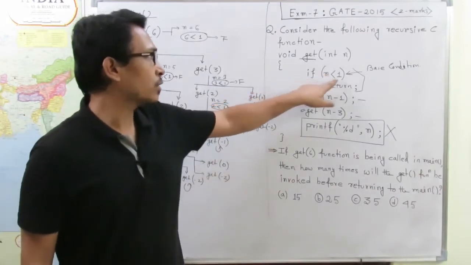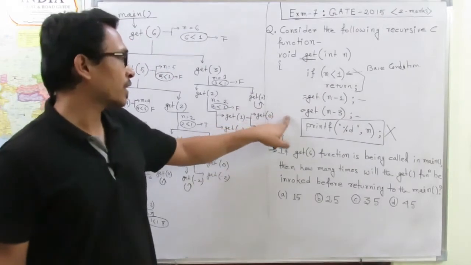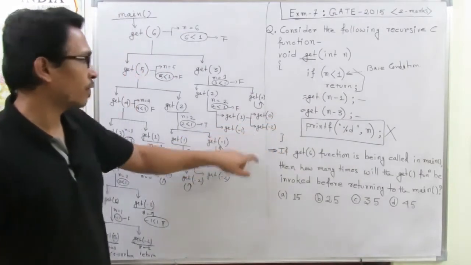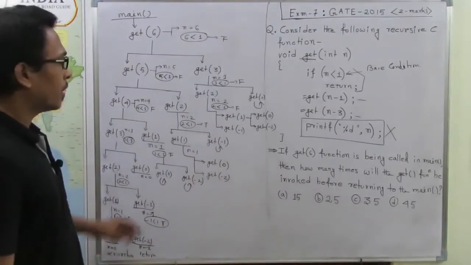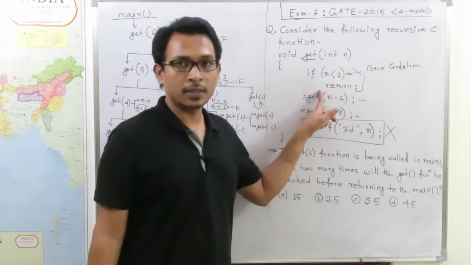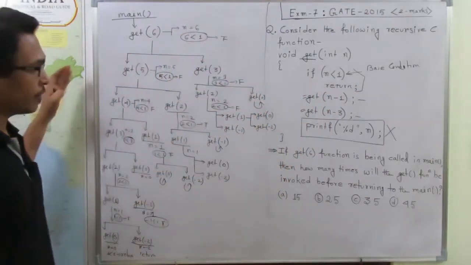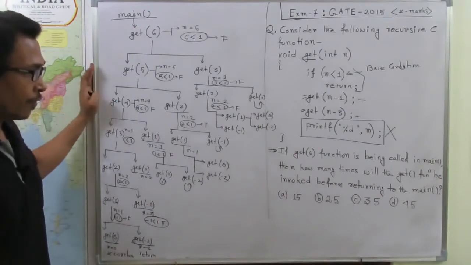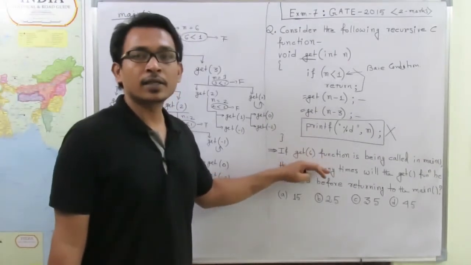That means minus 2 less than 1, yes, it is true. So it will return. That means no more function call here, no more function call here. That means in every case we will reach the base condition. That means these are the number of function calls that will be invoked for the get 6 function invocation.